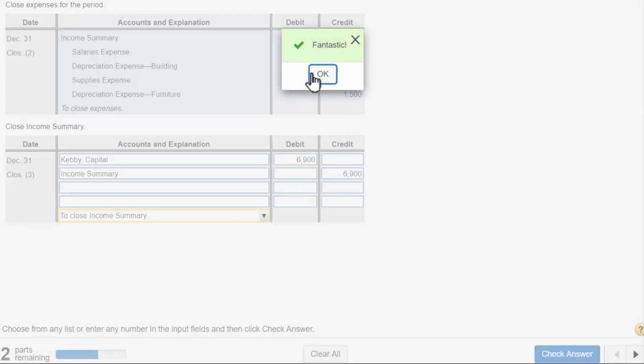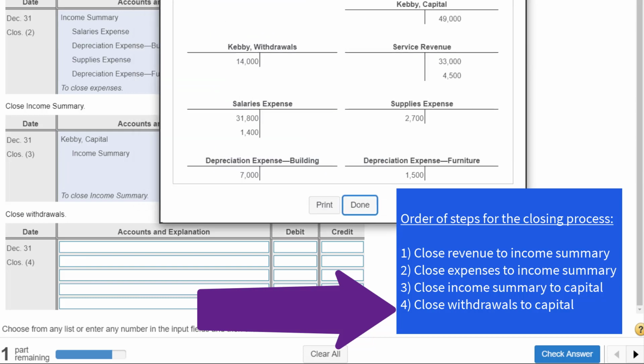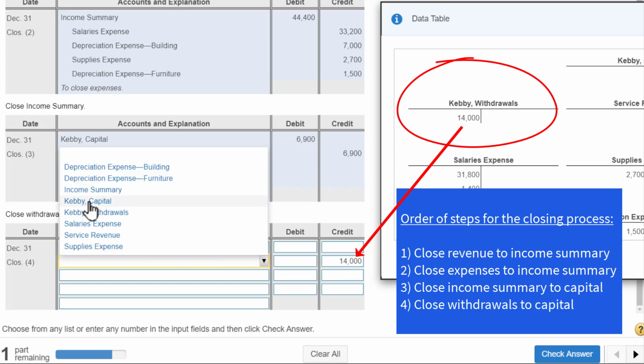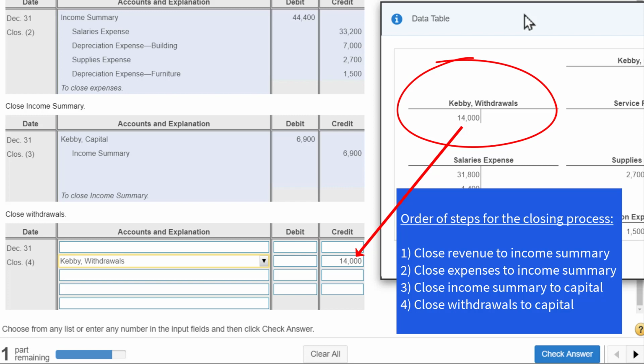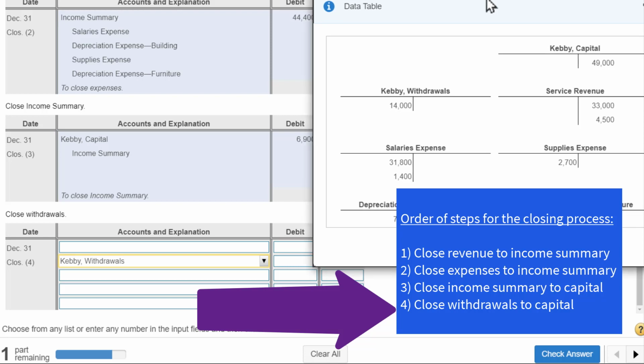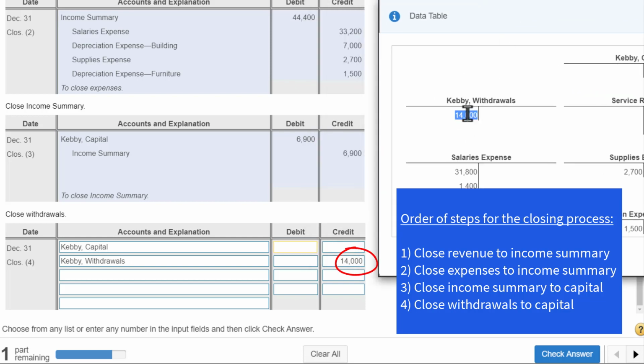Check our answer, and the last step, the fourth step in the closing process, is to close withdrawals. So let me find our withdrawal account. Here's our withdrawal account. Notice it has a balance on the left side. So to close that, I need to put it on the right side. So I'm going to credit the withdrawal account. And what account do draws get closed to? In other words, what account does draws affect? They lower the capital account. So that's why I'm going to be debiting the capital account for this same amount, 14,000.